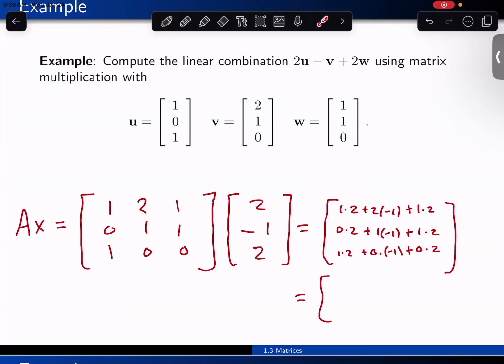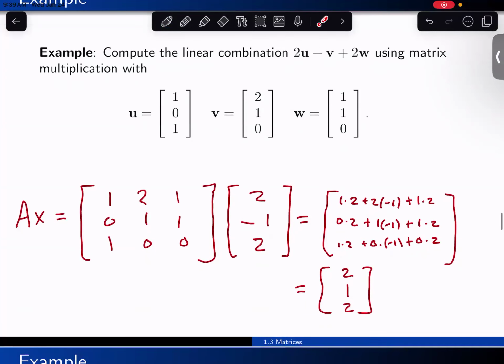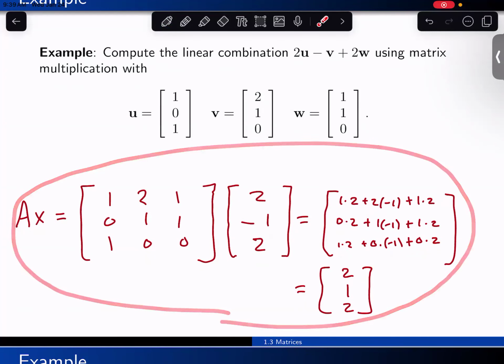And so what does this end up being? This is 2 plus -2 is 0 plus 2, so we get a 2 here. 0 times 2 is equal to 0, plus -1 plus 2 is equal to 1. And then we have 2 plus 0 is 2. So again, we end up getting a 3x1 matrix, which should make sense because at the end of the day, we're really just adding up scalar multiples of these 3x1 matrices. So you should get a 3x1 matrix at the end of the day. Any questions about this so far?